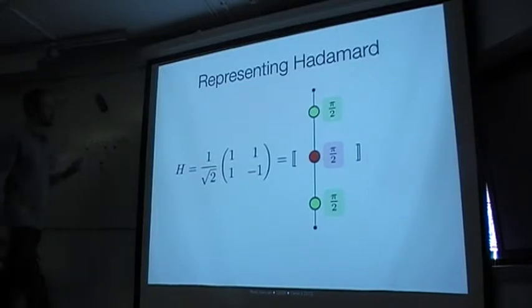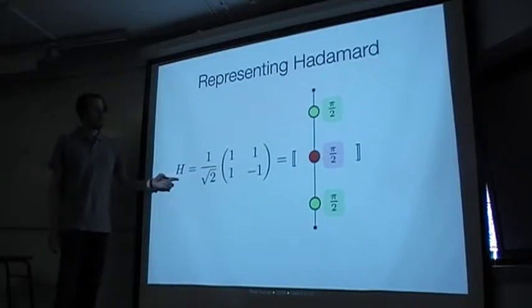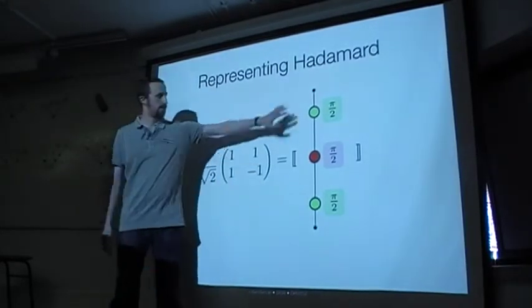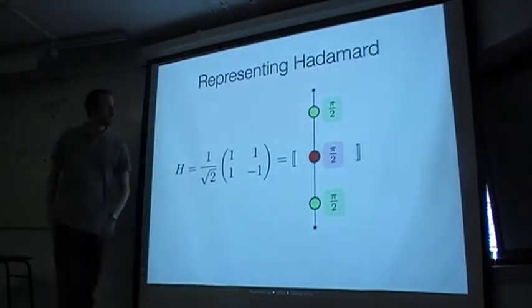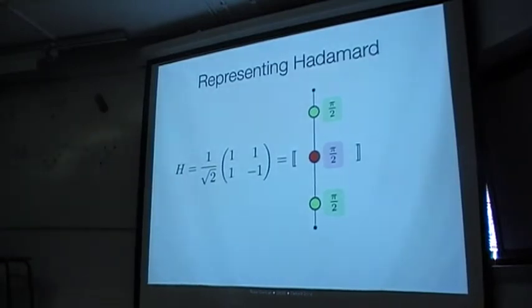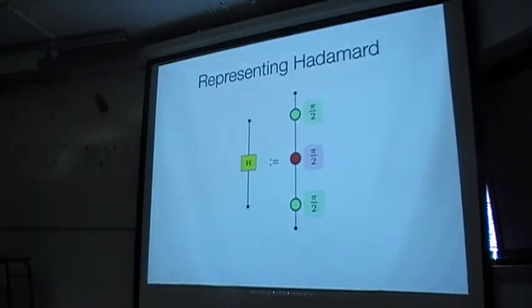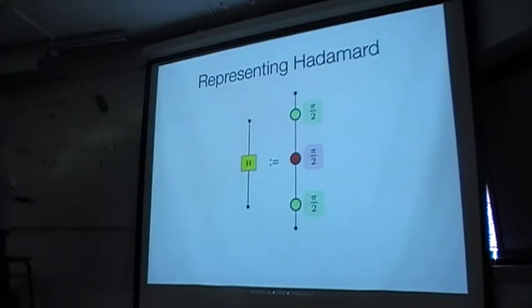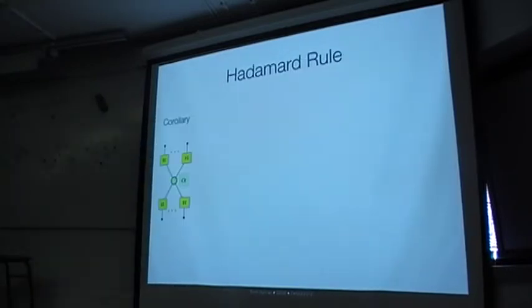Something that's going to be important later on in the talk is the Hadamard. So this is what it looks like. If you compute the Euler decomposition of the Hadamard, it's this. So I'm going to introduce a new symbol into my language for H, because it's going to be more convenient later on. But now that I have that, I can have the following rule.